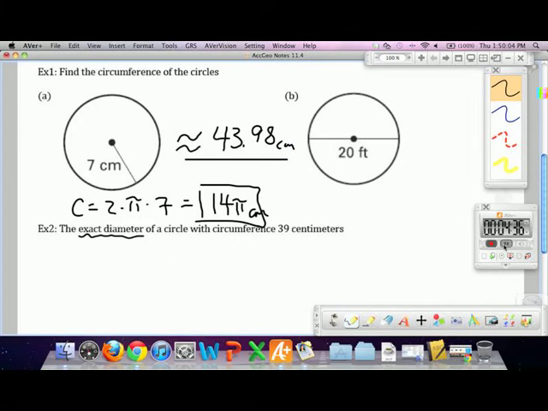Okay. For B, pretty similar. Now I tell you the diameter. So the circumference is equal to pi times the diameter. This one's even easier.